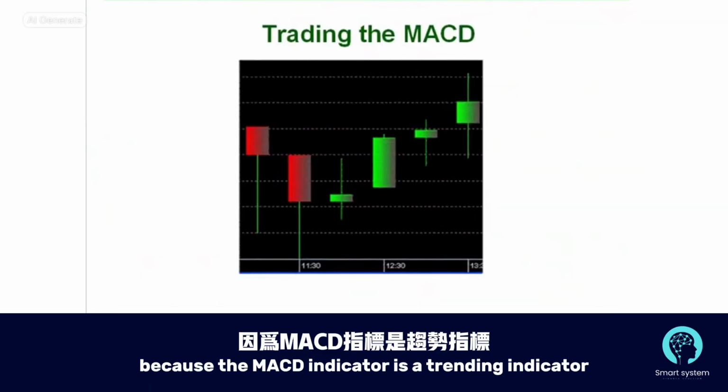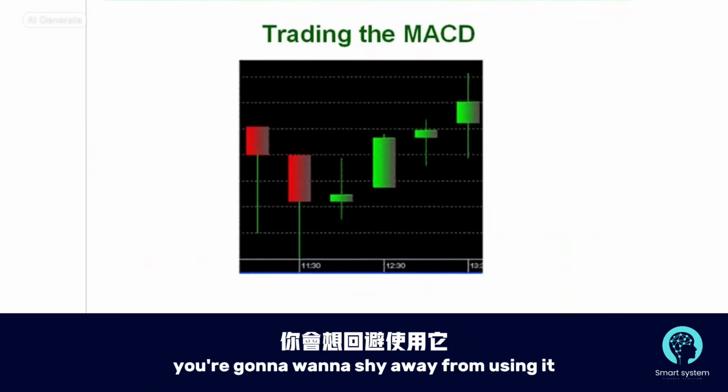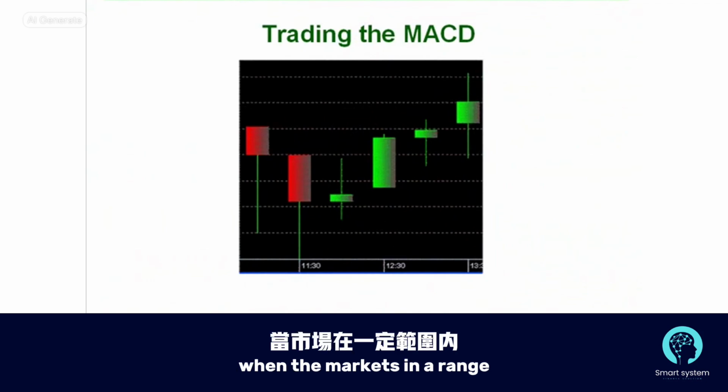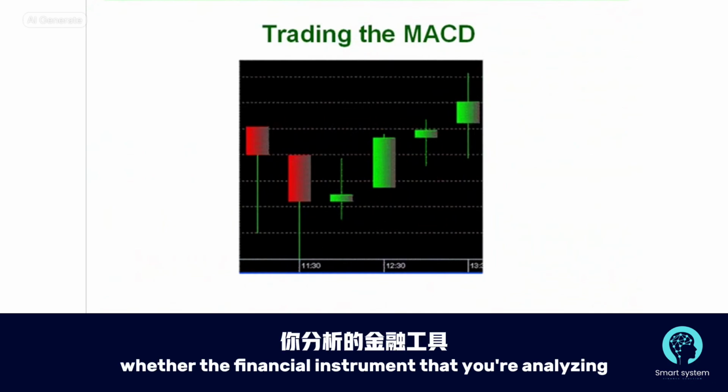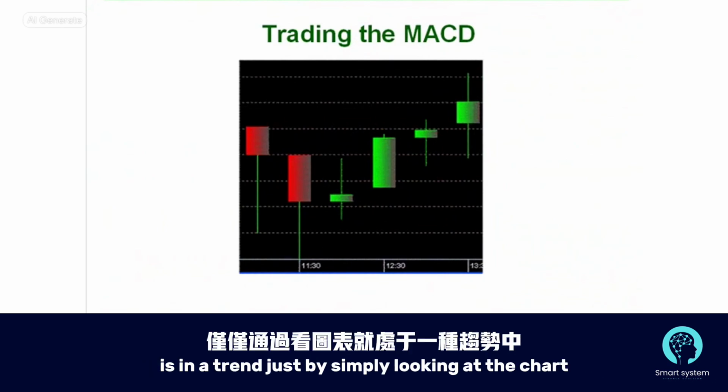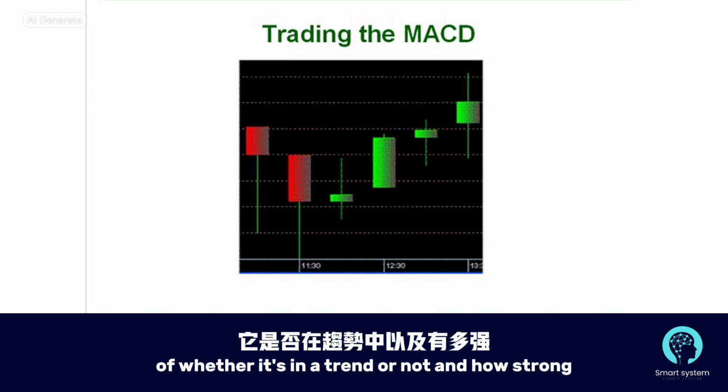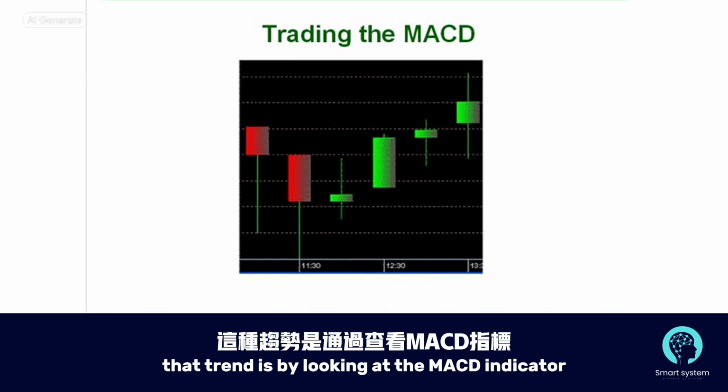Because the MACD indicator is a trending indicator, you're going to want to shy away from using it when the market's in a range, even to try and predict new trends. In addition to being able to tell whether the financial instrument that you're analyzing is in a trend just by simply looking at the chart, you can also get a better indication of whether it's in a trend or not and how strong that trend is by looking at the MACD indicator.